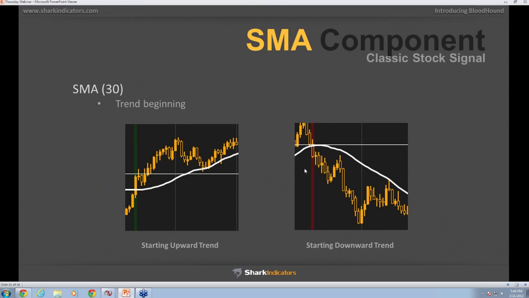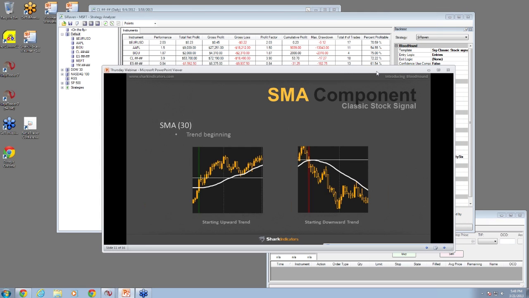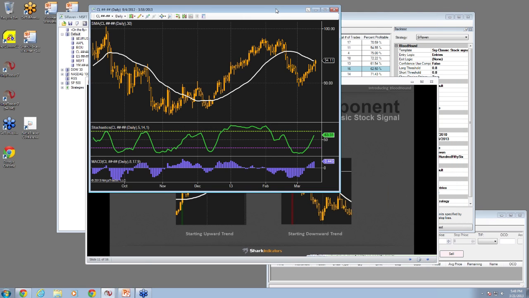The SMA 30. The whole idea behind this simple crossover is that we go with a long bias when the price crosses above the SMA 30. This white line here is the SMA 30, and we've got a nice strong short bias when we cross below the SMA 30. Again, this is nothing magical. I've seen plenty of courses and lots of material out there that use this very common technique. But by itself, you'll see it's not sufficient to do well.